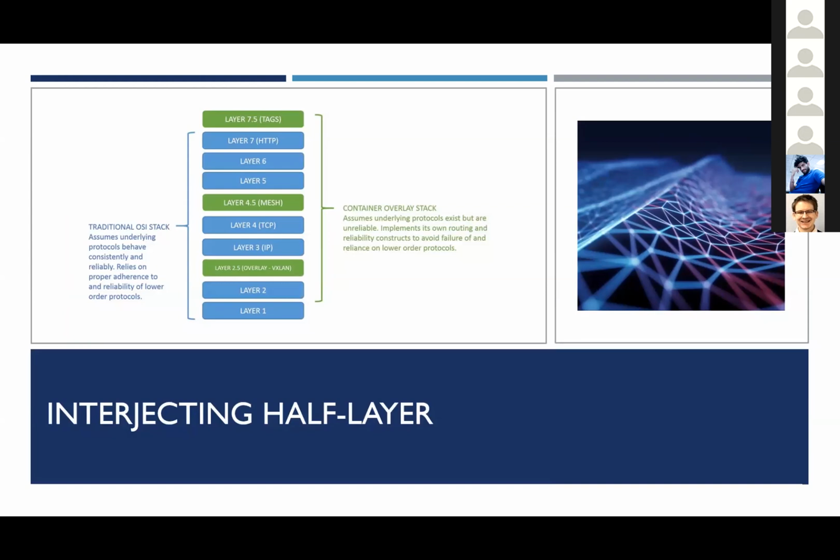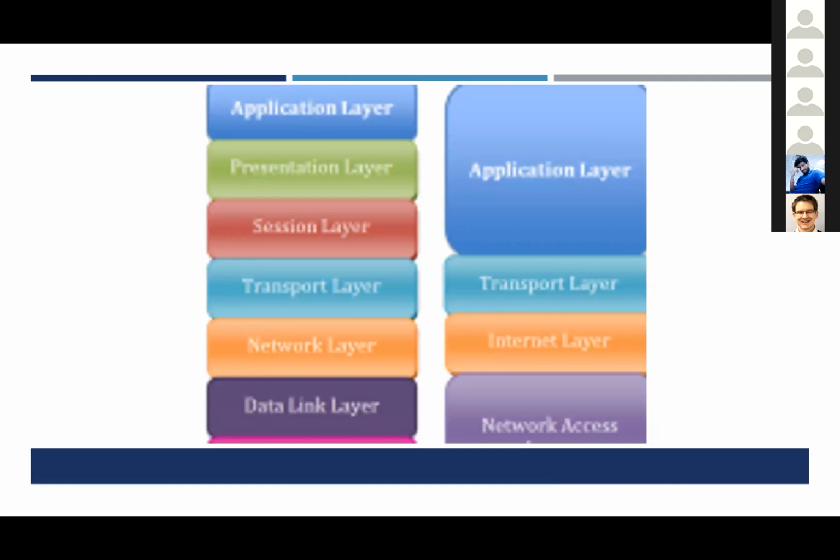Interjecting the half layer: in this model, people could not really decide where a protocol belongs. It may be in layer 2 or 3, so a half layer was made between the 2 layers. The same was done between layers 4 and 5, and then at the top of the 7 layers. If you can see in the picture, on the right side are the application layer, transport layer, internet layer, and network layer.